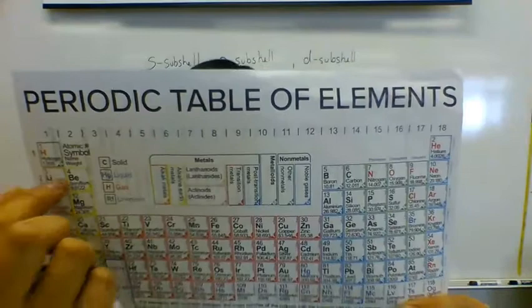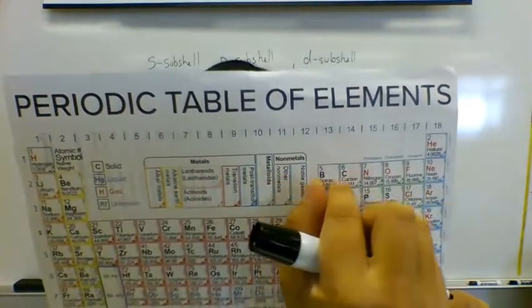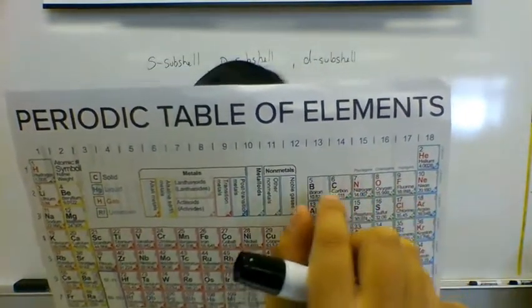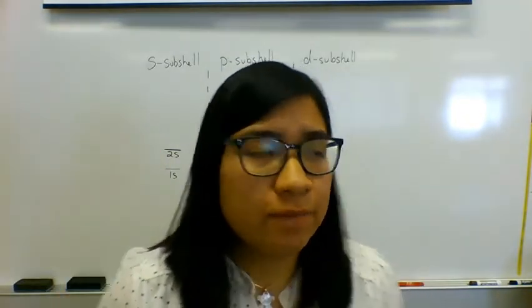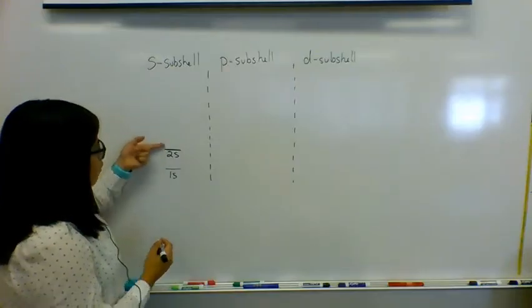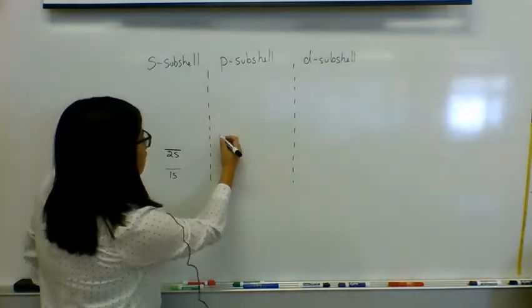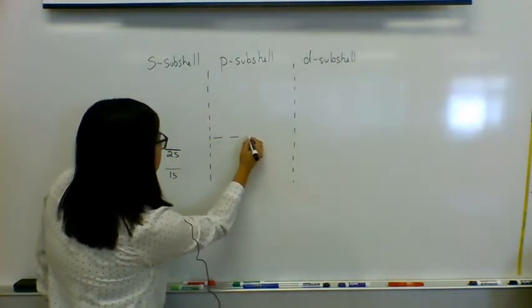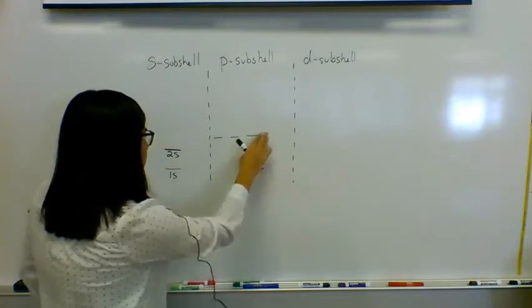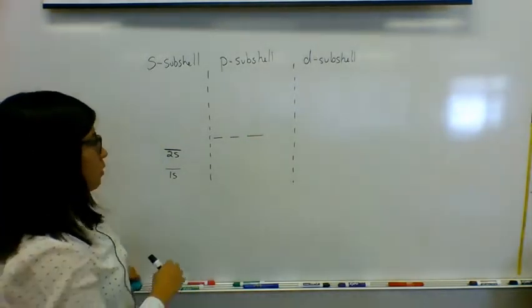Now, if we keep going, right here, this is going to be 2p. And again, we have 1, 2, 3 orbitals. So I'm going to do 3 dashes. 2p is right above 2s. I'm going to put it in the middle column, and I know I have 3 lines because it has 3 orbitals.